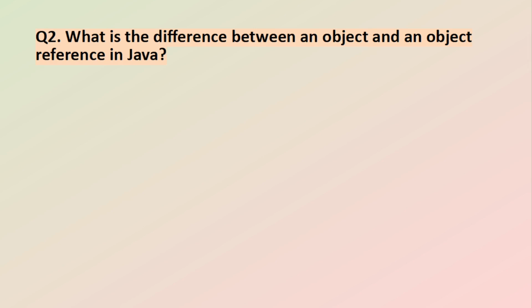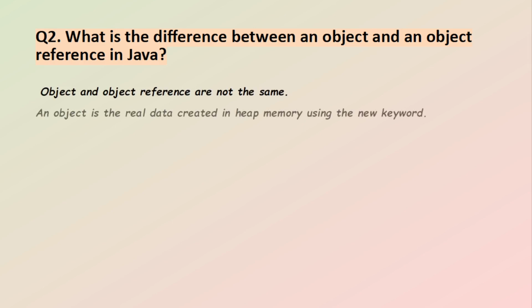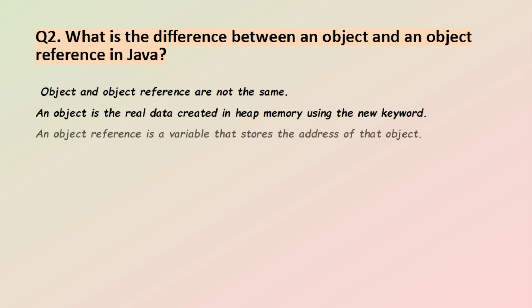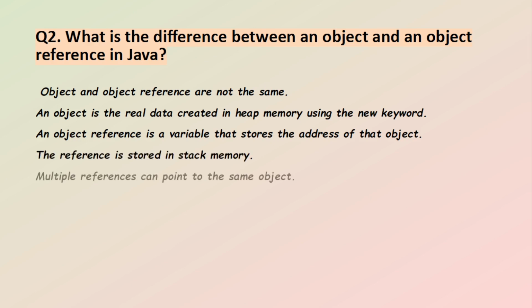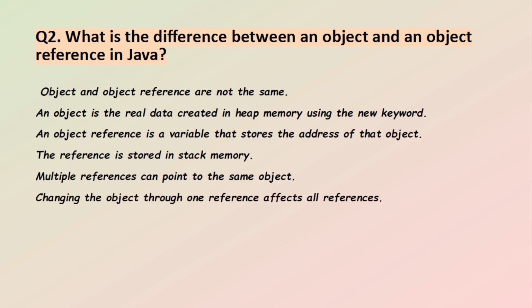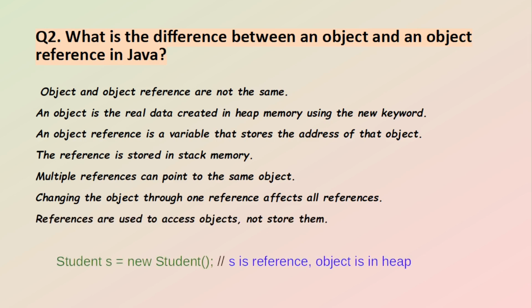What is the difference between an object and an object reference in Java? Object and object reference are not the same. An object is the real data created in heap memory using the new keyword. An object reference is a variable that stores the address of that object. The reference is stored in stack memory. Multiple references can point to the same object, and changing the object through one reference affects all the references. References are used to access objects, not store them. And in this example, S is the reference and the object is stored in the heap.